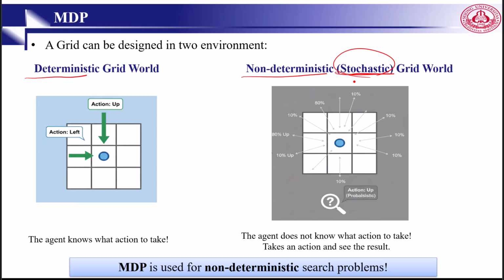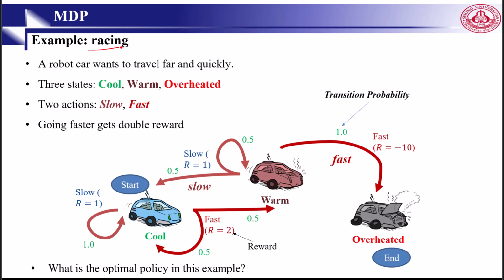Actions may not always lead to the intended result. So in order to model these uncertainties, we should go for MDPs, Markov Decision Processes. Here is one example of racing. We have a robot car, and this robot car wants to travel far and quickly, right? So we have three states: cool, warm, and overheated, right? This is cool, this is warm, and this is overheated.